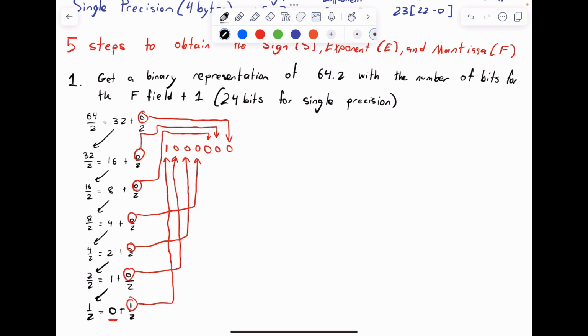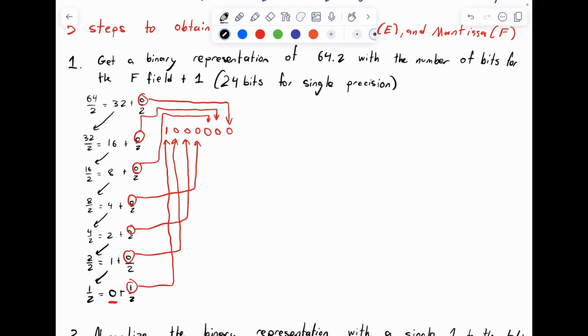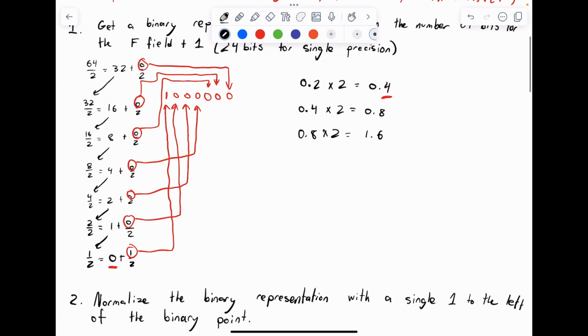Now we need to find 0.2 represented in binary. So we start with 0.2 and then we multiply it by 2. That equals 0.4. Then we bring 0.4 down. No, that's not the whole number, that's just this part of the number. Then we say times 2 is equal to 0.8. Then we bring 0.8 down. 0.8 times 2 is equal to 1.6. Bring the 0.6 down, not the 1. 0.6 times 2 is equal to 1.2.